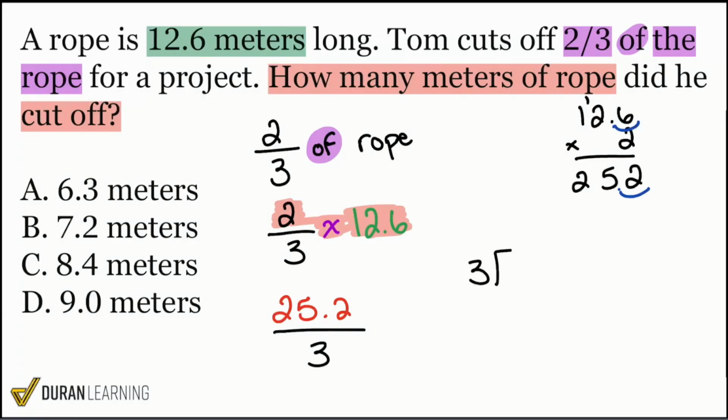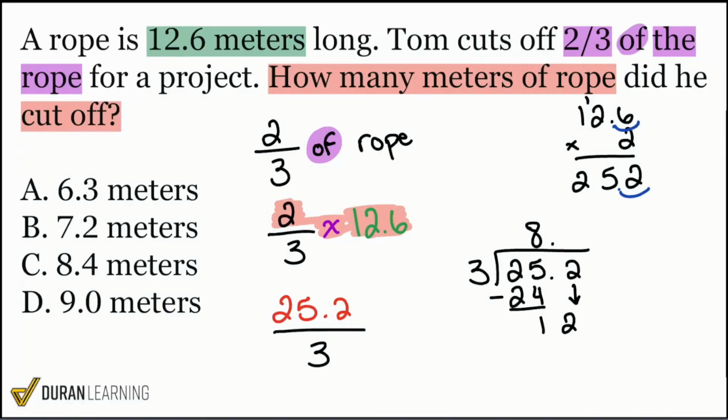We'll just go ahead, write that out, and then make sure that our decimal lines up exactly where it is. So there it is. And so now here we go. 3 into 25, that's going to be 8, because 3 times 8 is 24. We subtract that, leaving 1 left over, bringing that 2 down, and that makes 12.